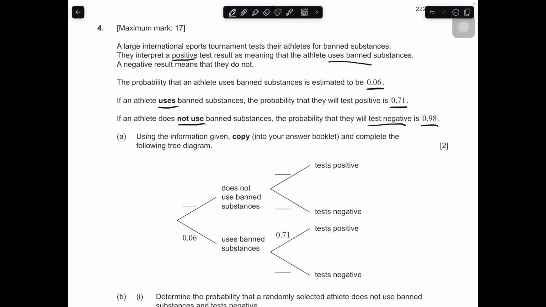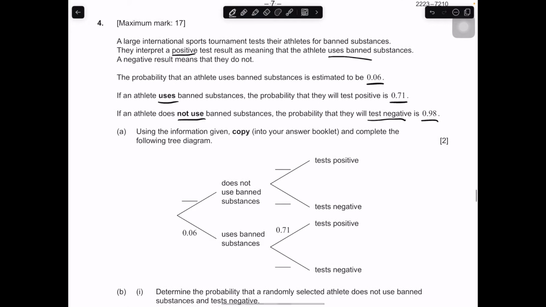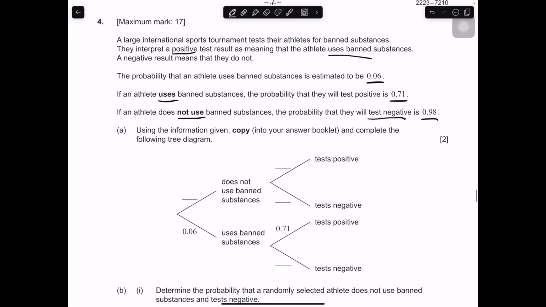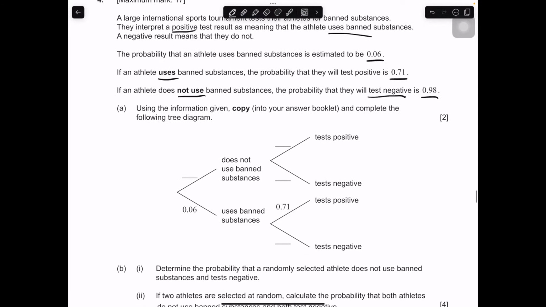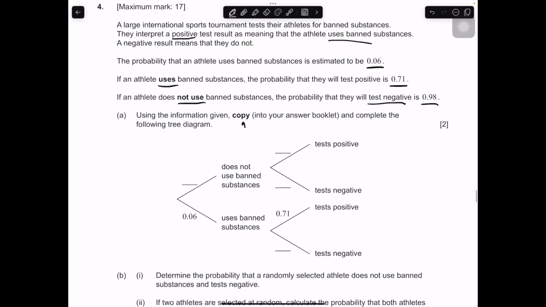Okay. Using the information given, copy into your answer booklet and complete the following tree diagram. Remember, this is a paper 2 question. They're bolding this just to remind you. It's not enough to simply write this out in the test paper itself. You need to write this out in your answer booklet. So just make sure that you do that.